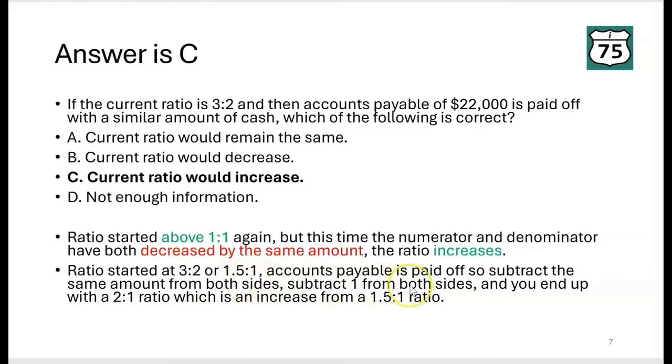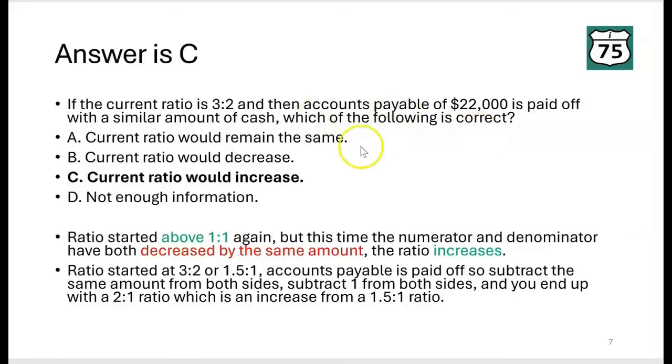Accounts payable is paid off, so subtract the same amount from both sides because we used cash to pay off accounts payable. So we ended up with a 2-to-1 ratio. From 3 to 2, we go to 2 to 1, and 2 to 1 is an increase over 1.5 to 1.